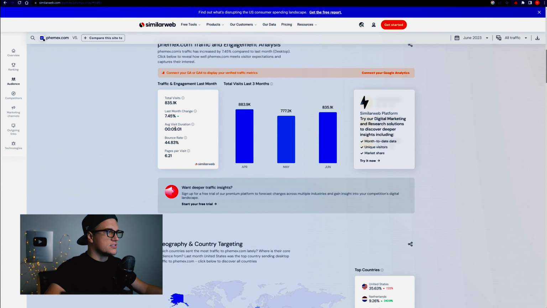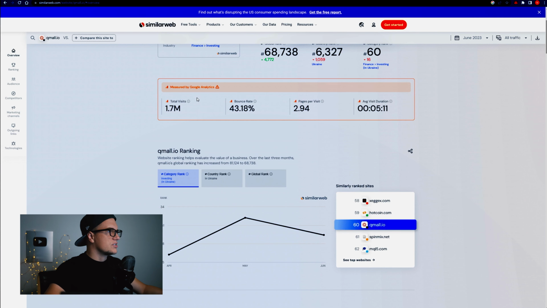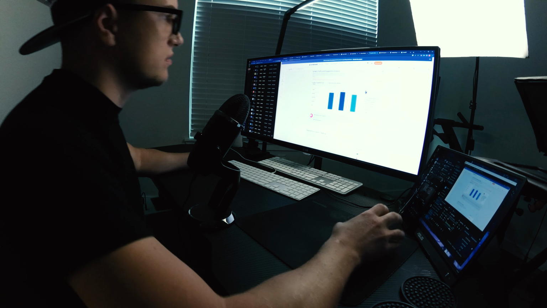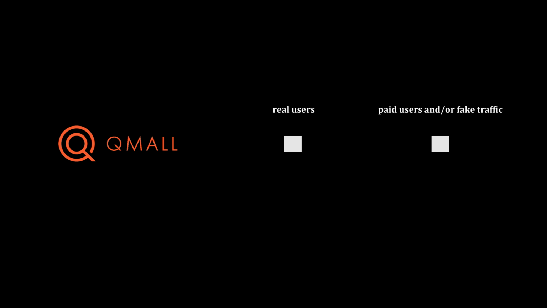Average visit duration is 5 minutes and 1 second. Bounce rate is 44%. Pages per visit, 6.2. This site is actually connected directly to SimilarWeb. Average visit duration 5 minutes and 11 seconds. Bounce rate 43%. So it looks like this traffic is legit.